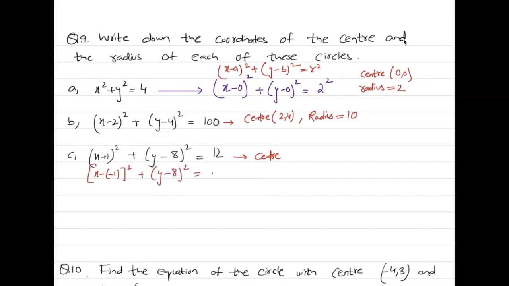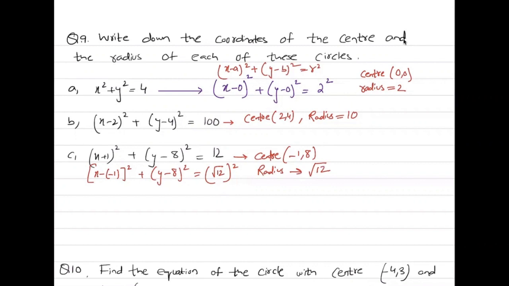equals square root 12 the whole thing square. Square root of 12 square is 12. So as you can see, the coordinates of the center are going to be negative 1 comma 8. And what is going to be my radius? Radius is this value. What is the radius? Square root of 12. Very good.